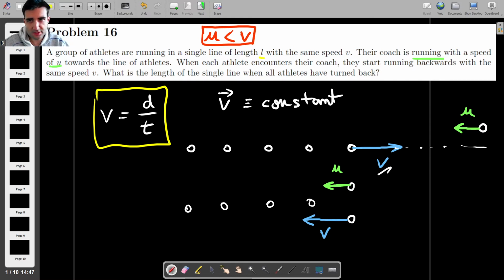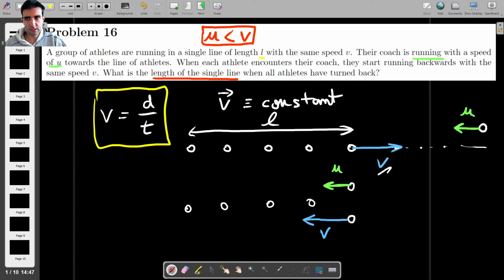The question is asking us what is the length of the single line when all the athletes have turned back. So if the initial length of this file is L, and it can be bigger than that, then what is the length of this file when all the athletes have turned around?